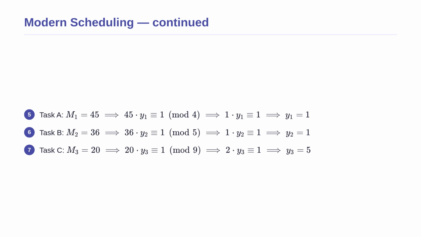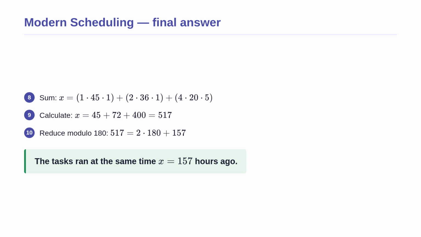For task C, dividing by 9 gives 20. 20 leaves a remainder of 2 when divided by 9. We need a number that multiplies by 2 to leave a remainder of 1. 2 times 5 is 10, which leaves a remainder of 1, so our third inverse is 5. We are ready to plug everything into our summation formula.